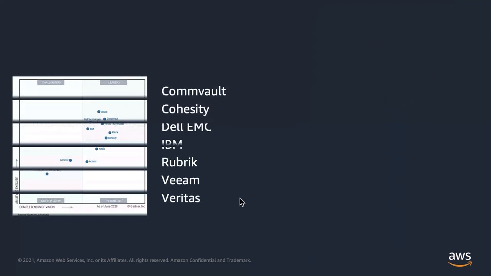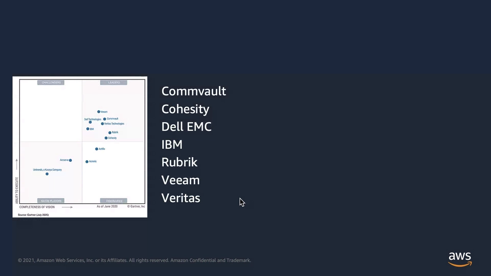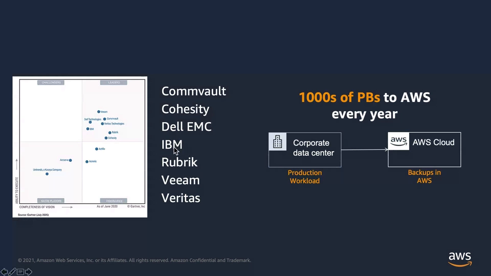Think about recovering from backups. Here's the Gartner's Magic Quadrant for backup technology vendors. These are the top 7 vendors in the leaders quadrant. All of these vendors have deep integration with AWS, and they have been sending thousands of petabytes to AWS every year. When I say thousands of petabytes, this is after compression and deduplication. The actual data protected, if you consider the retention of typical 30 days, easily runs into exabytes of data that comes into AWS every year.